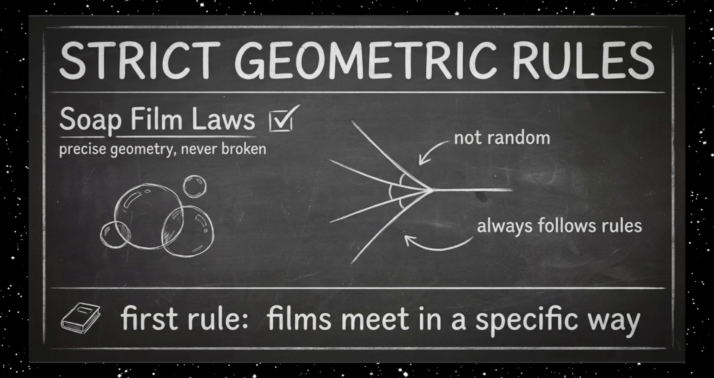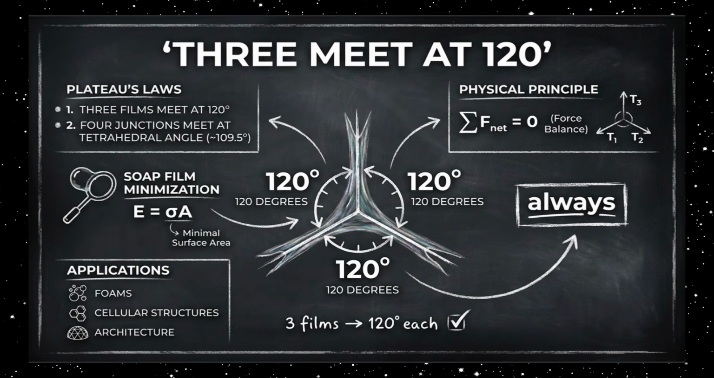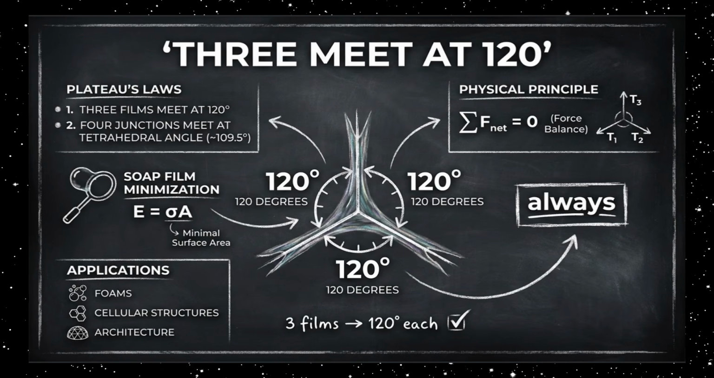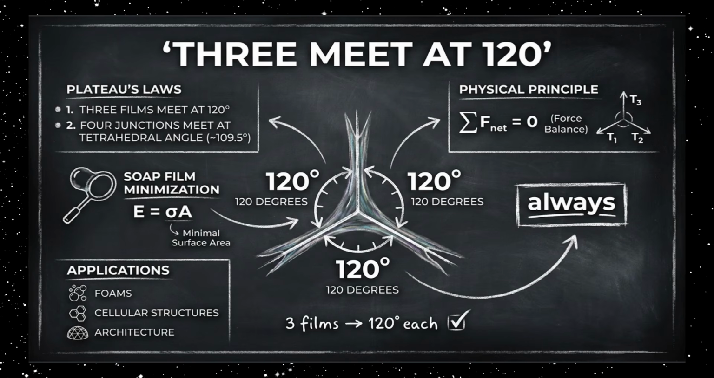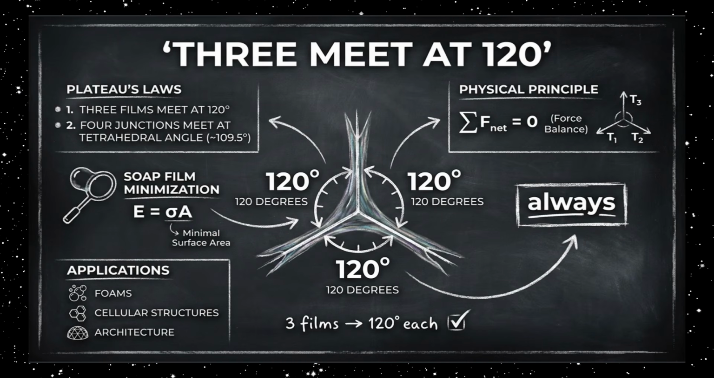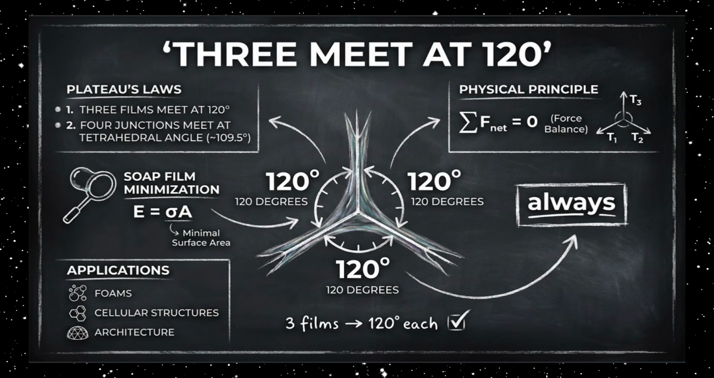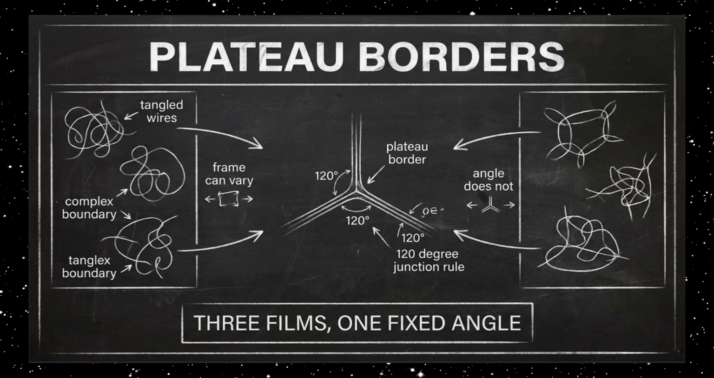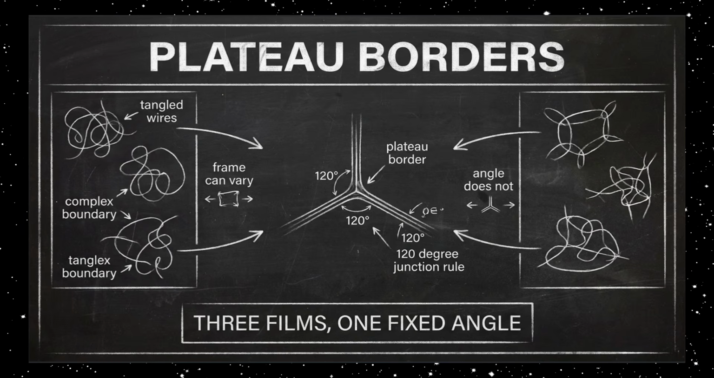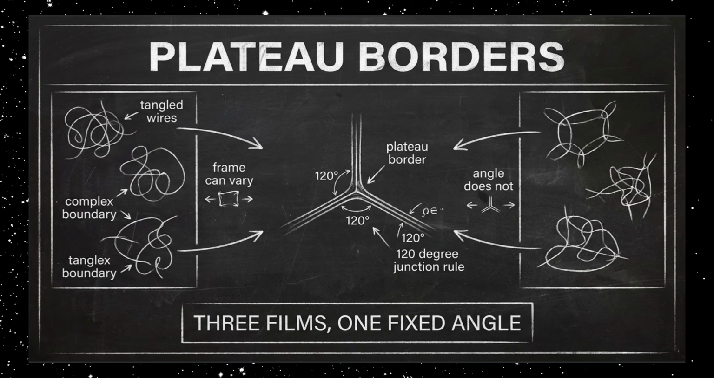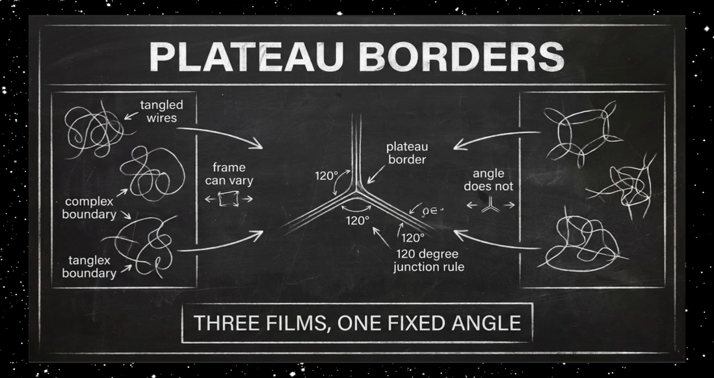When soap films come together, they don't just crash into each other at random angles. 3 films always meet along a line, an edge, and they meet at exactly 120 degrees. Not 119, not 121, 120 degrees. Always. Plateau called these edges, where 3 films meet, plateau borders, and the angle is always the same, no matter how complicated the frame, no matter how tangled the wire, no matter how many films are involved.